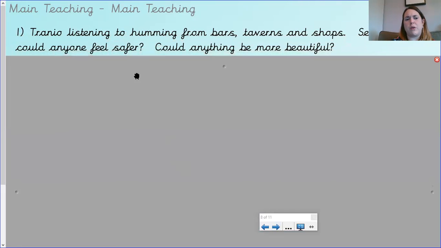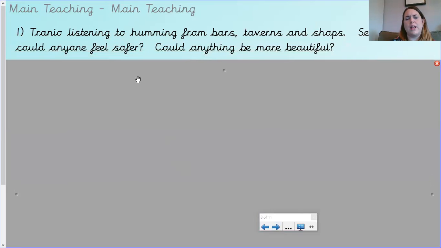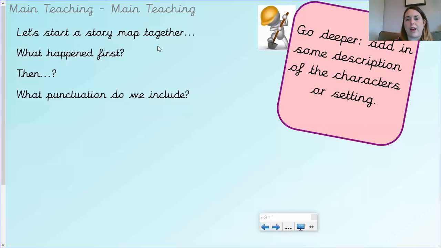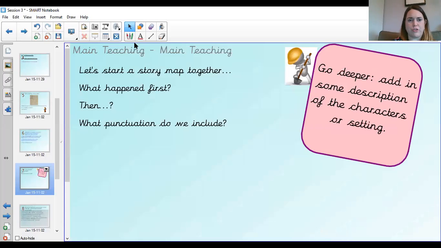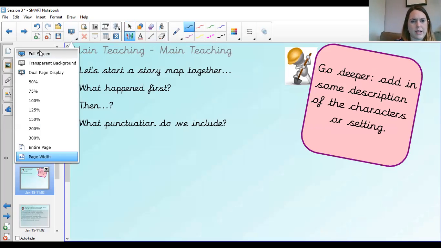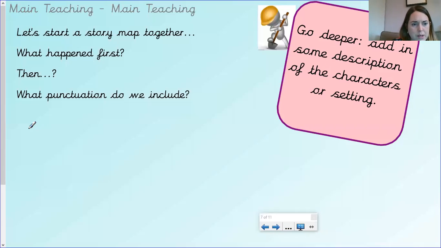The first picture I want to draw is Tranio listening to humming from bars, taverns and shops. He sees Mount Vesuvius and thinks, could anyone feel safer? Could anything be more beautiful? So I'm going to draw that first. You're going to have to excuse my slightly dodgy drawing because it's really tricky to draw using this board pen. So let me see, Tranio, I'm going to draw a stick man.